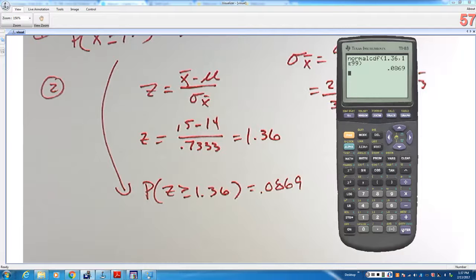Now let's see here, what is 15 minus 14 divided by 0.7? There's a rounding difference error. They rounded to 1.37, but it rounds to 1.36. So it's 1.36 there, and that gives us this probability. Are there any questions on that?